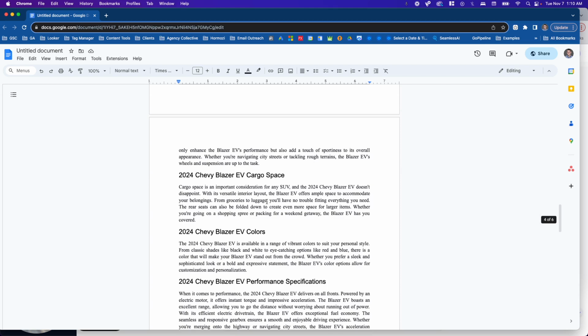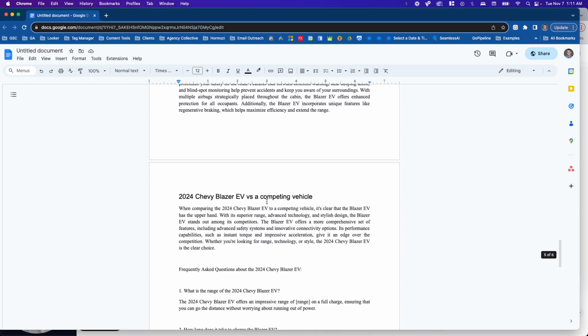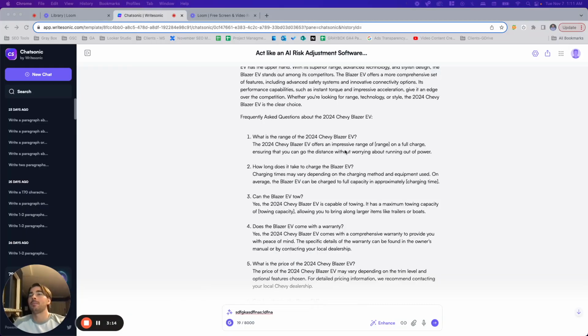Okay, now moving on to when it doesn't know what to write. So one of my prompts was Chevy Blazer EV versus a competing vehicle. And what it wrote was the Chevy Blazer, compared to a competing vehicle. And that's not what I wanted. I wanted it to actually find something.